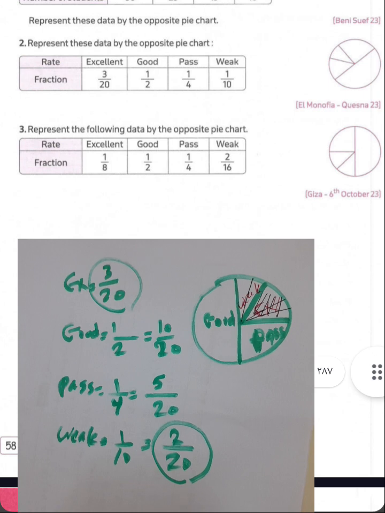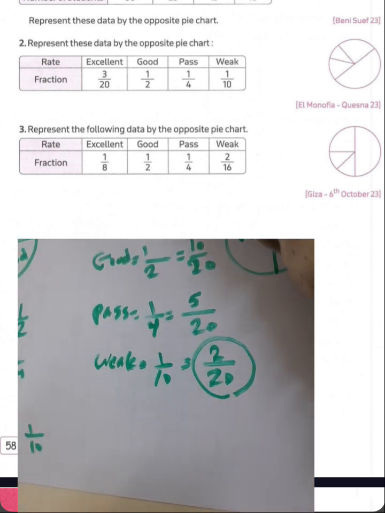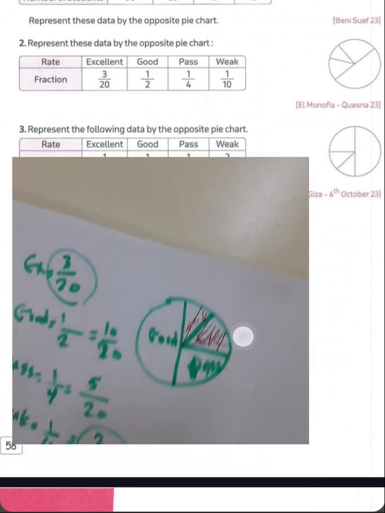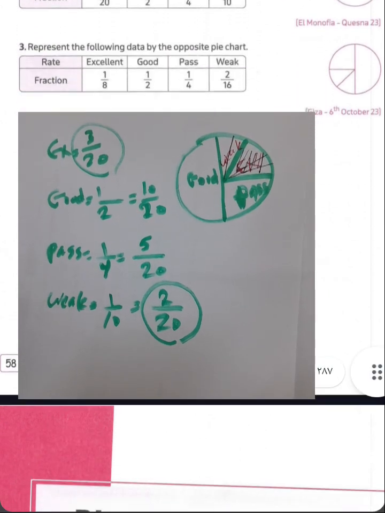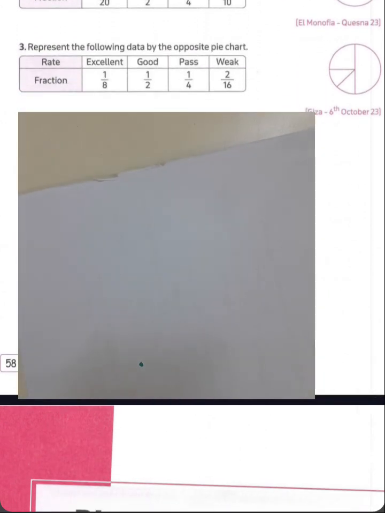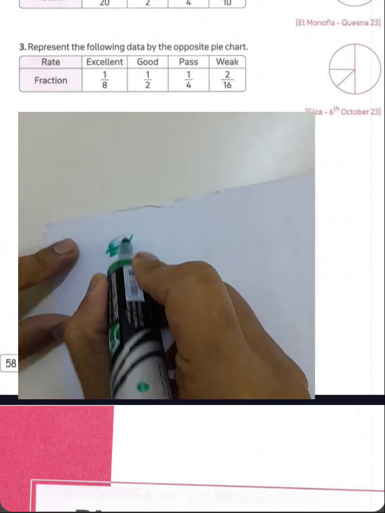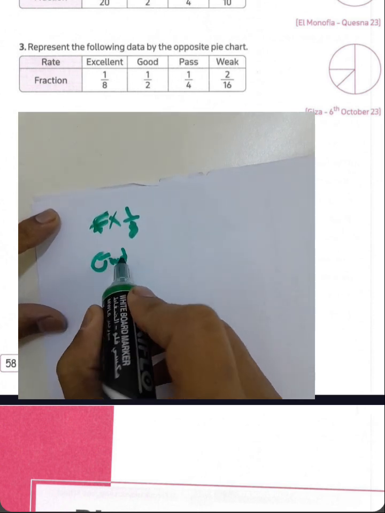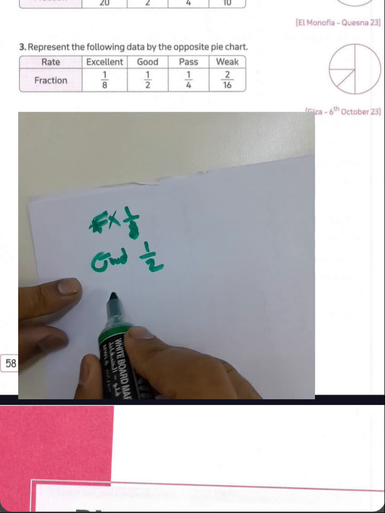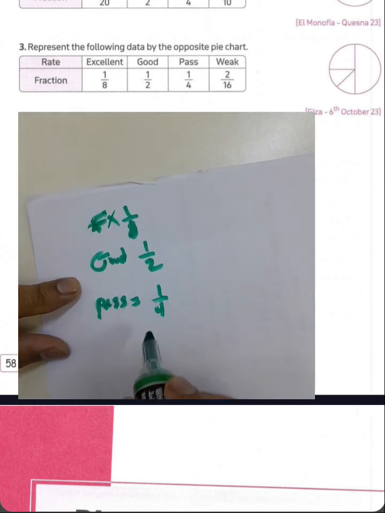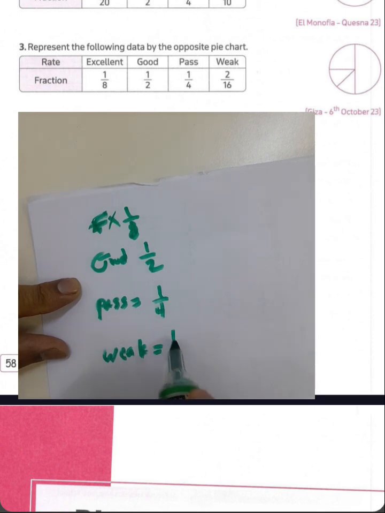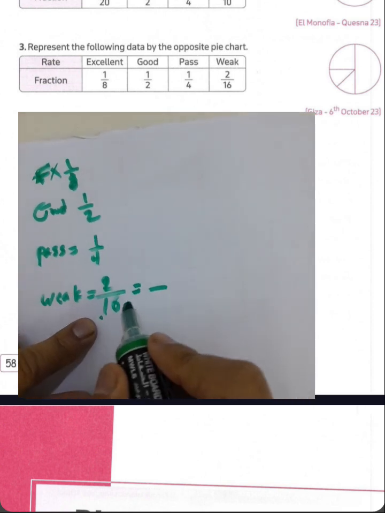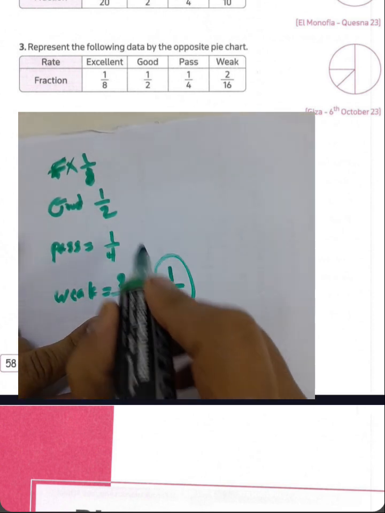Next, question number 3. We want to represent this data here. To represent data, you must write the least common multiple. Understood this example? Okay, here it is like the first question, but you must write the least common multiple between them. We have here excellent 1 over 8, and good 1 over 2, and pass 1 over 4, and weak 2 over 16. 2 over 16 you can simplify by dividing by 2. It will be 1 over 8. And we have here 1 over 4.